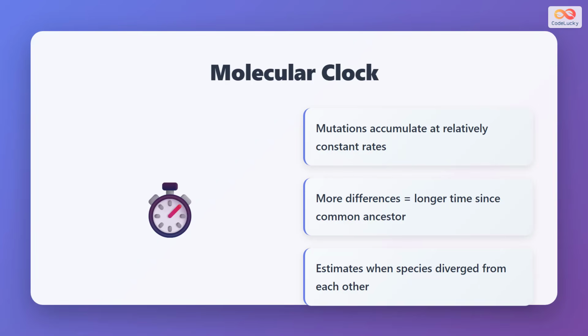The molecular clock is a technique that uses mutation rates to estimate when species diverged. Mutations accumulate in DNA at relatively constant rates over time, like a ticking clock. By counting the number of genetic differences between two species and knowing the average mutation rate, scientists can estimate how long ago those species shared a common ancestor. More differences indicate a longer time since divergence. This molecular clock has been calibrated using fossil evidence and provides remarkably consistent estimates of evolutionary timing. It's become an invaluable tool for reconstructing the timeline of evolution and understanding when major evolutionary events occurred.